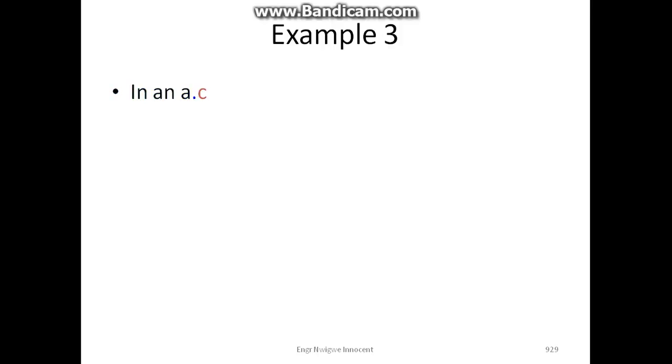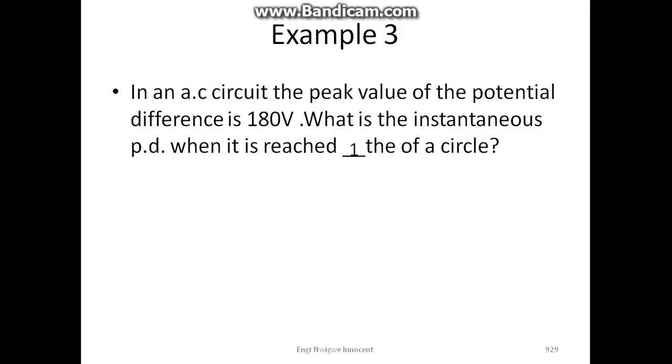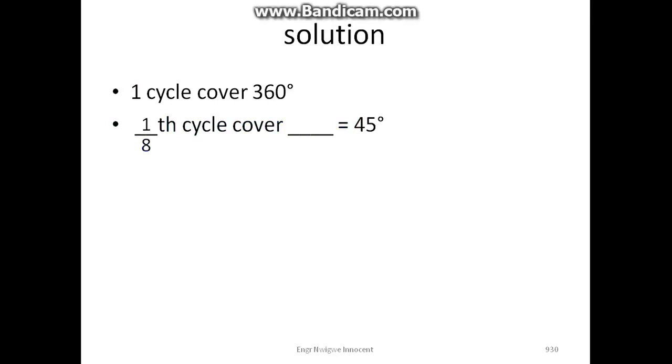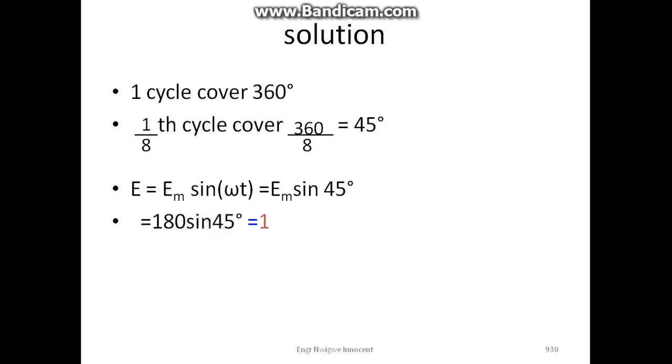Example 3. In an AC circuit, the peak value of the potential difference is 180 volts. What is the instantaneous PD when it reaches 1 over 8 of a cycle? Solution: 1 cycle covers 360 degrees. 1 over 8 cycle covers 360 over 8, which equals 45 degrees. E equals Em sin ωt, which equals Em sin 45, which equals 180 sin 45, which equals 180 times 1 over square root of 2, which gives us 90 square root of 2 volts.